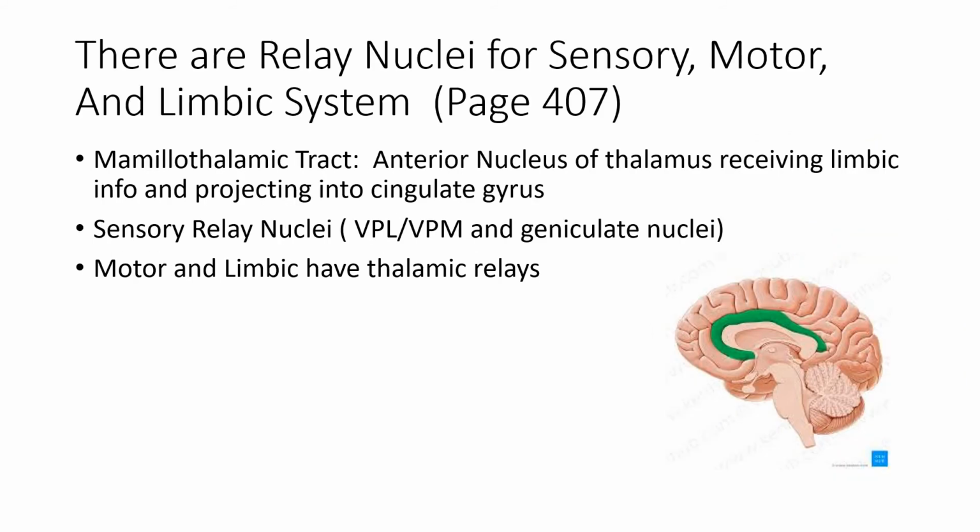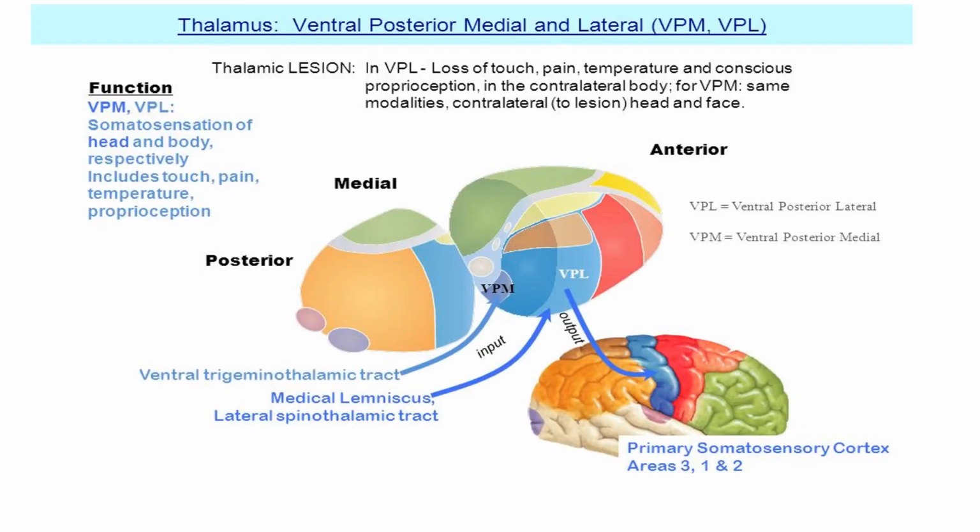And this is talking about the mammillothalamic tract, so mammillary bodies, anterior nucleus of the thalamus receiving limbic info and projecting into that cingulate gyrus of the limbic lobe. And then VPL, VPM, geniculate nuclei, and motor and limbic also have thalamic relays. Another neat picture here kind of pulls it all together, so feel free to pause here and check that one out.